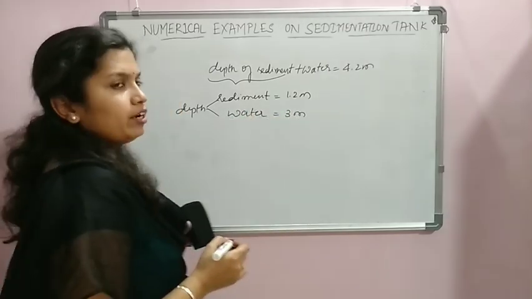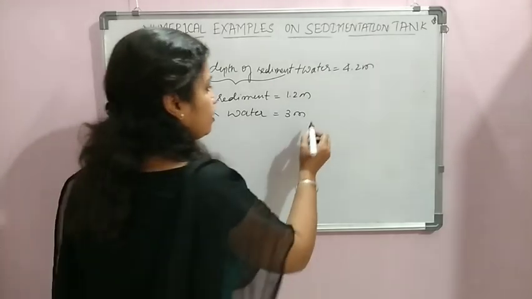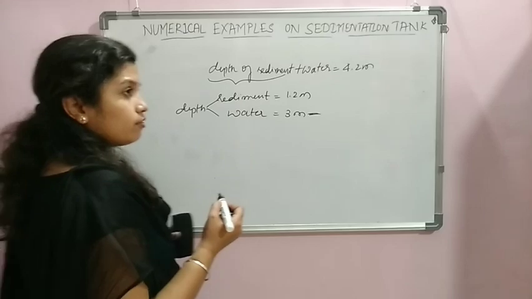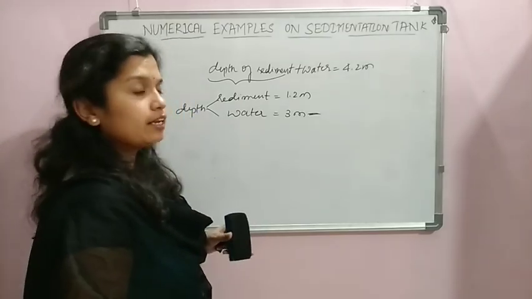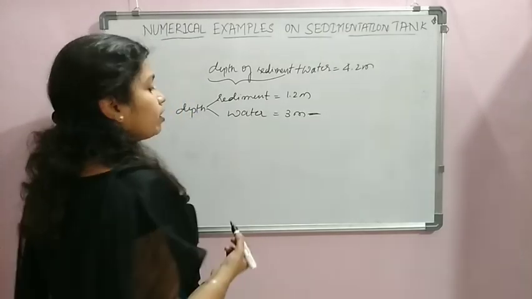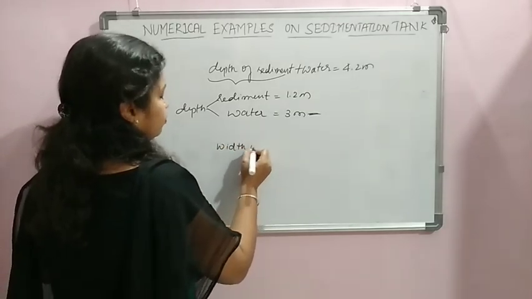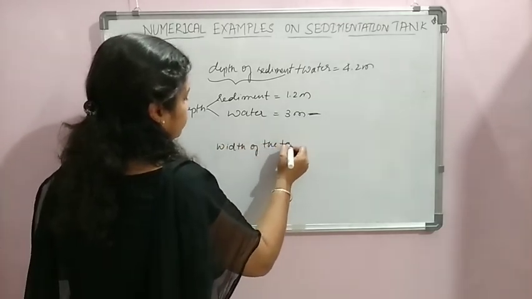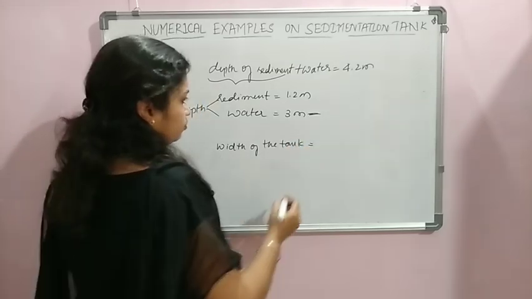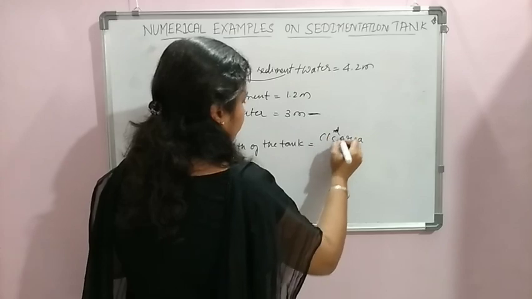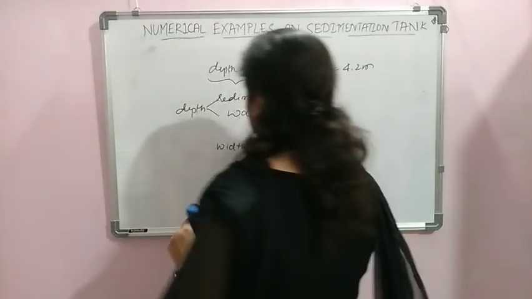In order to find out the width of the tank, we can consider only the water depth. Since we have the data for the cross sectional area and also the water depth, we can now find out the width of the tank required. Width of the tank is equal to the cross sectional area divided by the water depth.